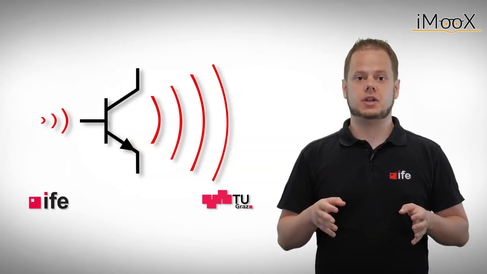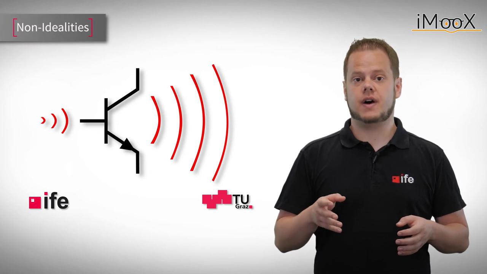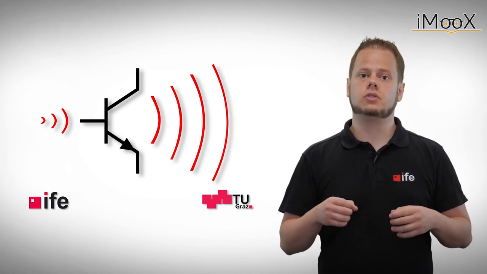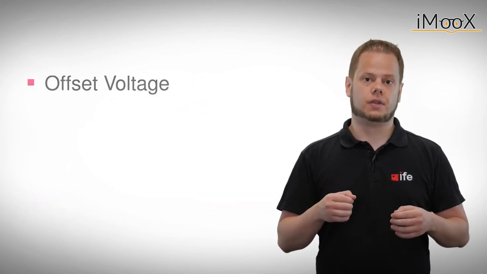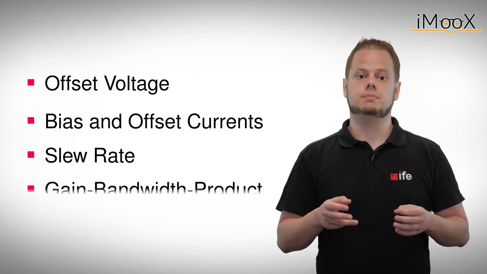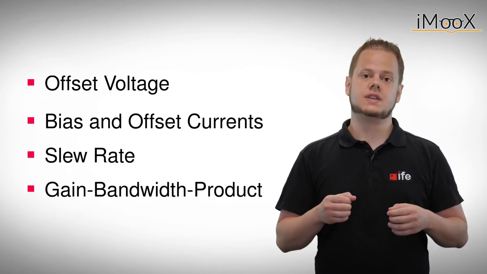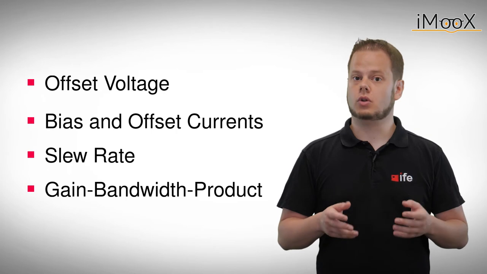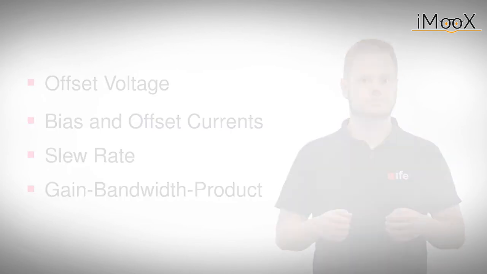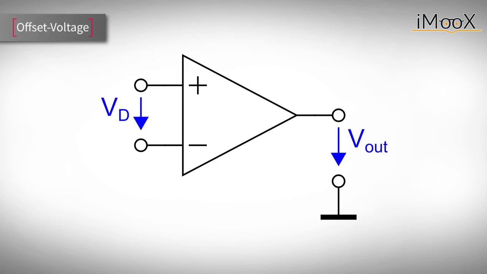All necessary information about these non-idealities are provided by the manufacturer in datasheets. The non-idealities we want to discuss today are the offset voltage, the bias and offset currents, the slew rate and the gain bandwidth product. All of these depend on the operational amplifier you want to use in your design and even change from device to device. Let's start with the offset voltage.